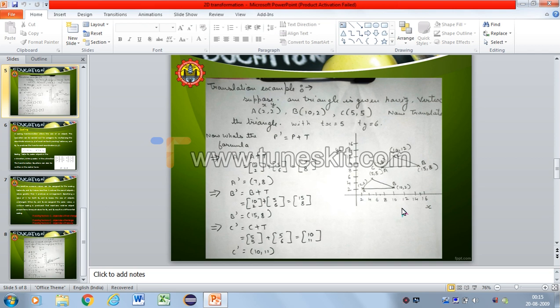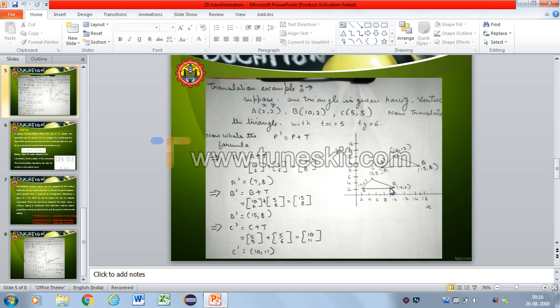Then next is B, 10, 2. This is 10 on x and 2 on y. Put a cross here. C is 5, 5. This is 5 and 5, right? Now join these vertices. Now you have created a triangle. Now you want to shift this triangle from one location to another. We have the formula P dash is equal to P plus T. We apply this formula on vertex A, on vertex B and on vertex C, right?